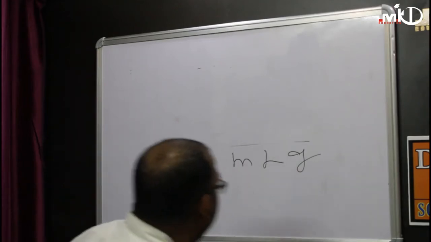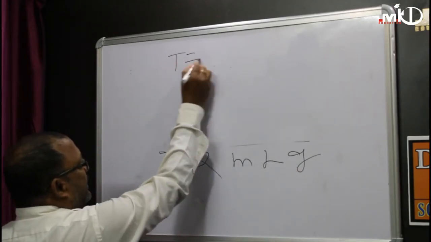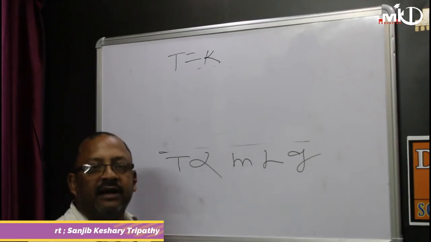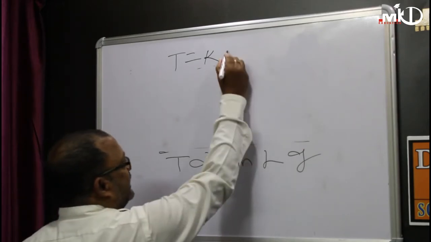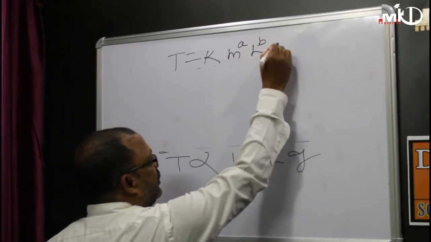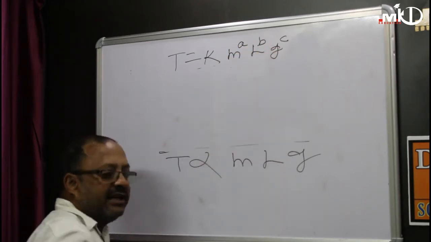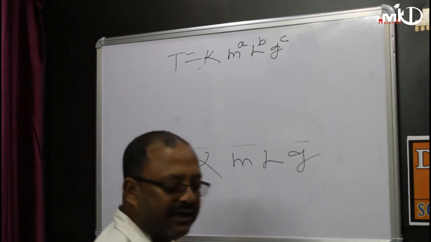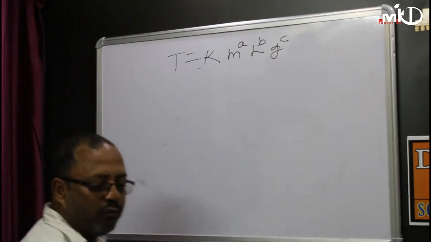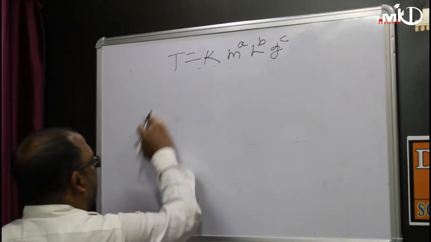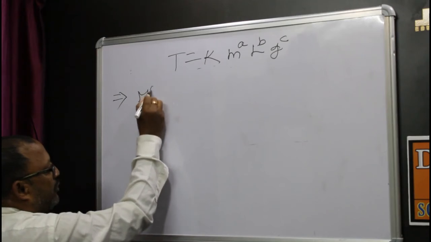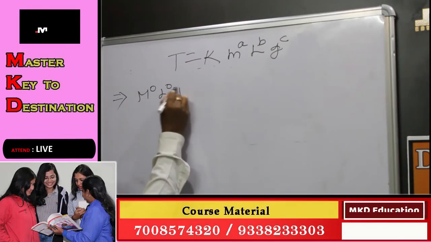Therefore, this expression is T equals K, which is a proportionality constant whose value is going to be determined by experiment, times m to the power a, L to the power b, and g to the power c. a, b, c are the indices whose values we are going to determine by using dimensional analysis, or the principle of homogeneity. First, I have to write the dimension of the time period. The time period dimension is M to the power 0, L to the power 0, T to the power 1.